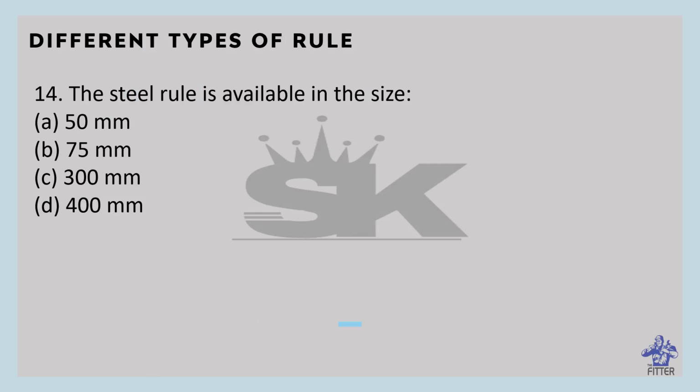The steel rule is available in the size that is among the options, that is C of 300 mm. 150 mm, 300 mm, 600 mm, and 1000 mm are available.